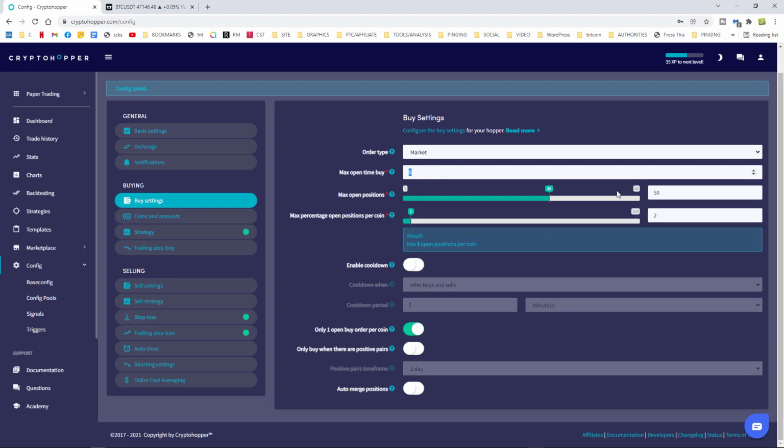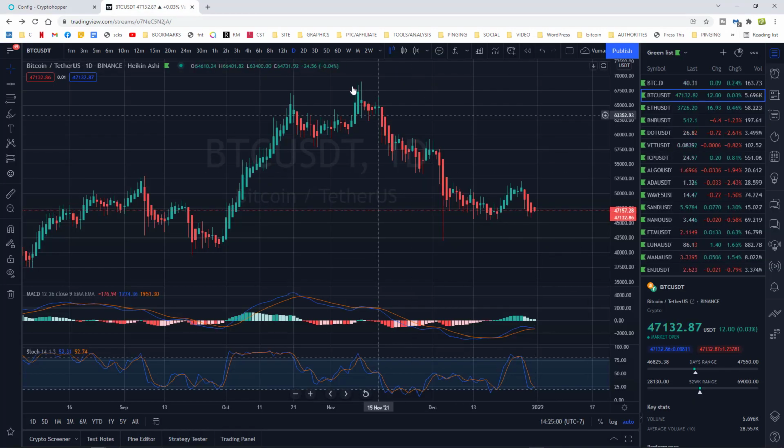Right, max open positions. Let's say you're trading on your real money bot. I would go for, it all depends, there's a lot of variables. All depends on where Bitcoin is. Are we up here? Are we down here? Are we going to go up? Are we going to come down some more? It really depends on what you think Bitcoin is going to do soon.